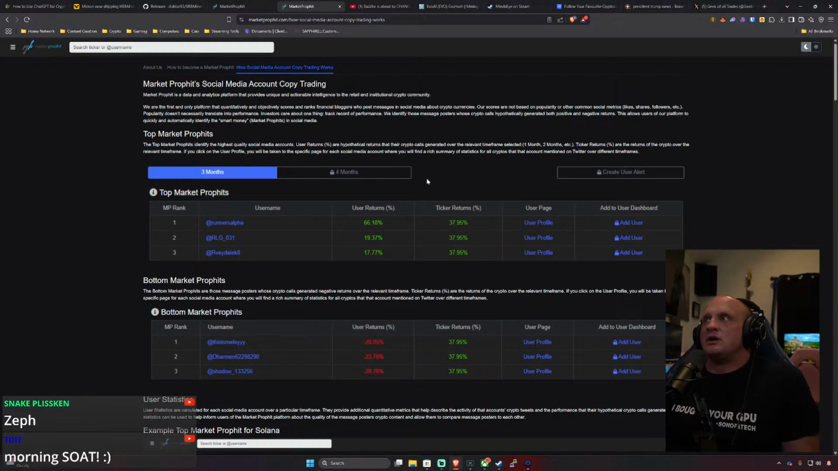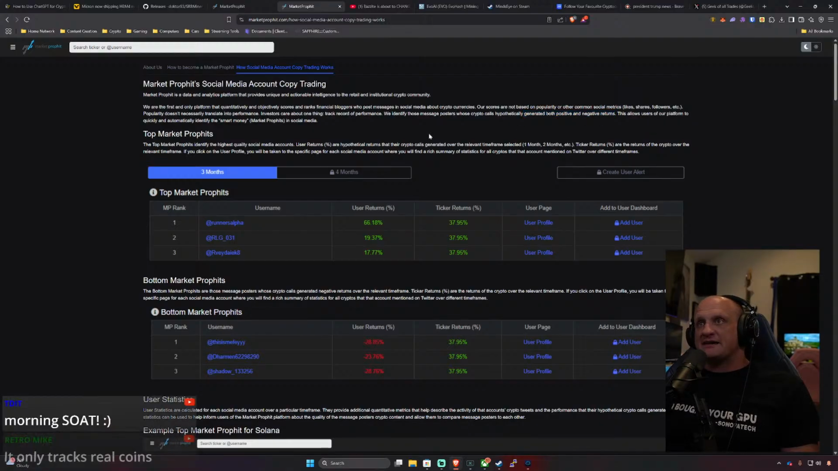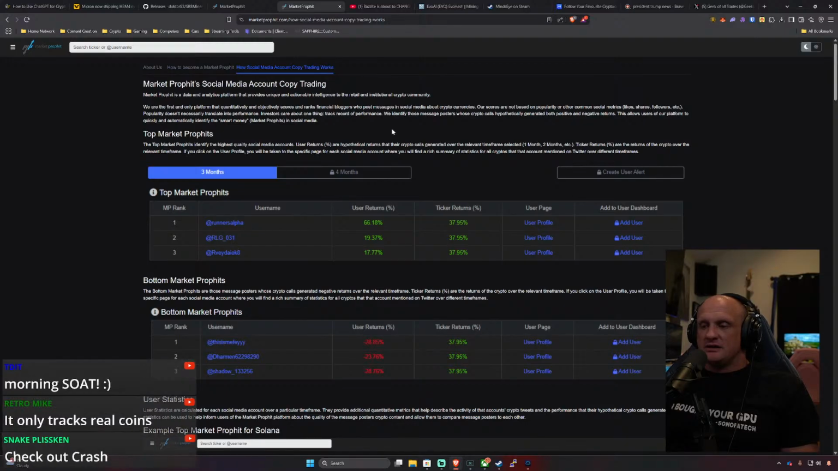But it says all their scores are not based on popularity, because it doesn't translate into performance. So they identify the message posters whose crypto calls hypothetically generated positive and negative returns. And that's what they base it off of, right? So if you posted and then the coin went up and you posted about it in a positive manner, then it will clock that in as a positive return, right?